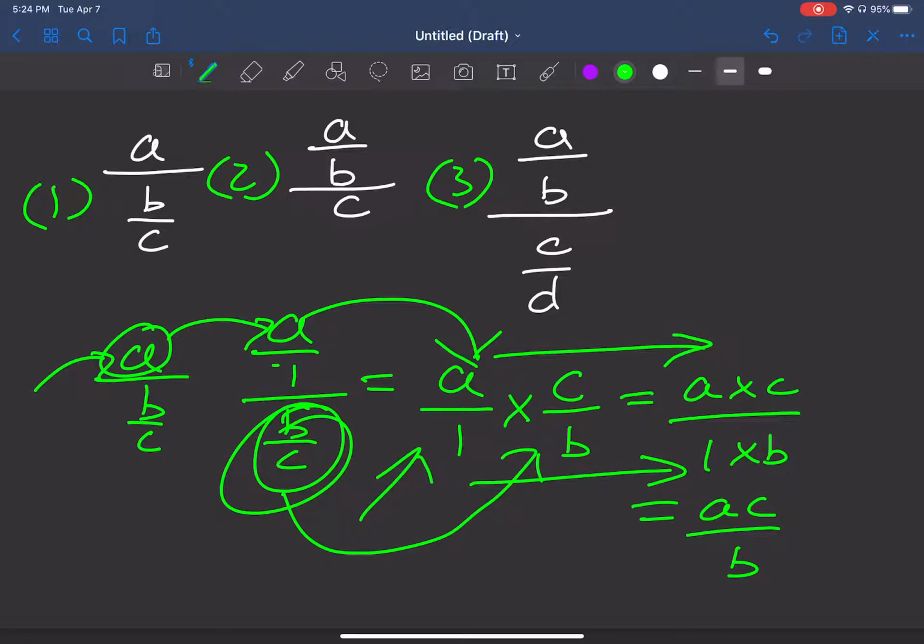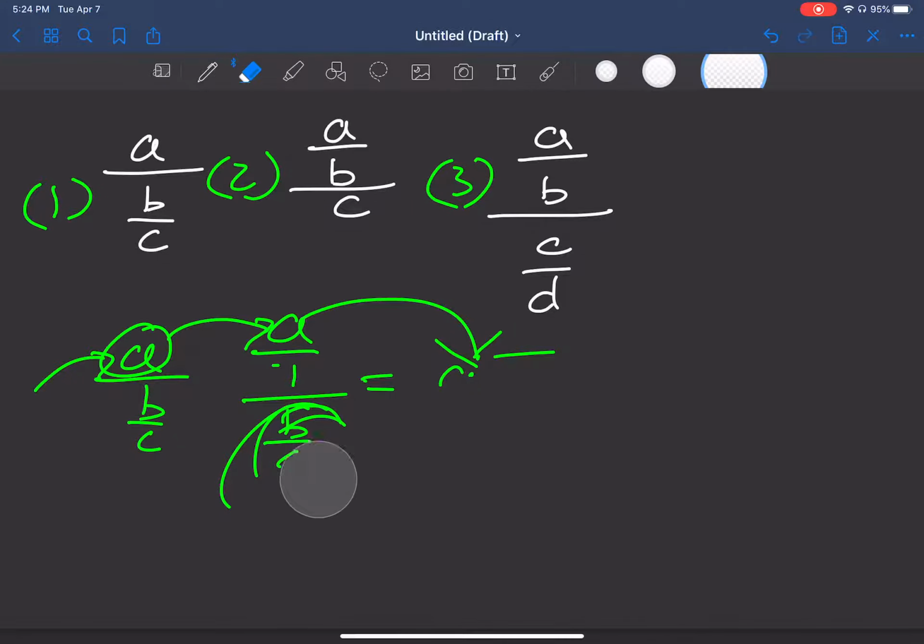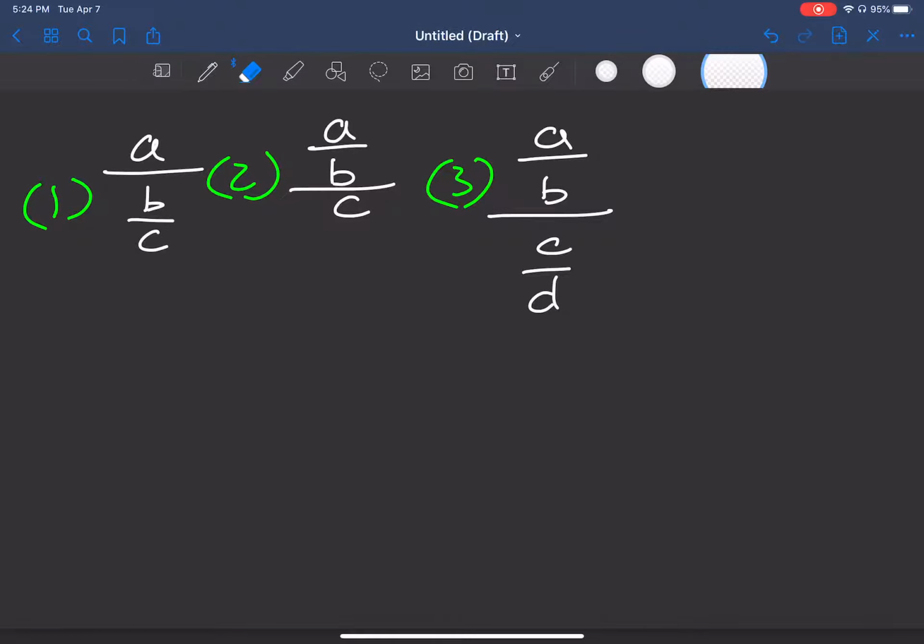It's really that simple. I heard some of you guys say before, keep, change, flip. I don't know, something like that. I didn't learn it that way. I just remember you flip it, you keep the top the same, you flip it, and you multiply across. So I guess keep, change, flip. That makes sense. But anyway, so let's look at case 2, right?